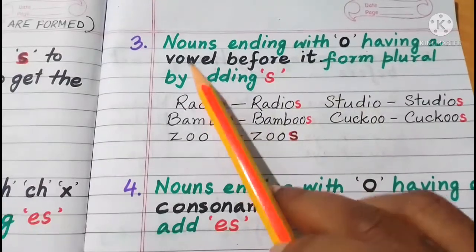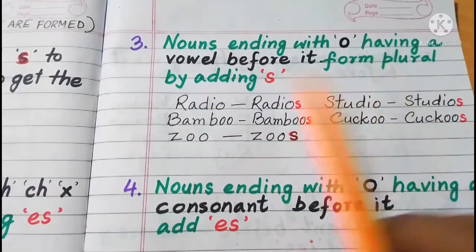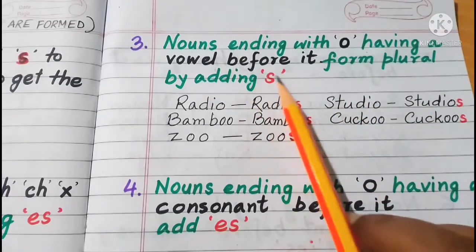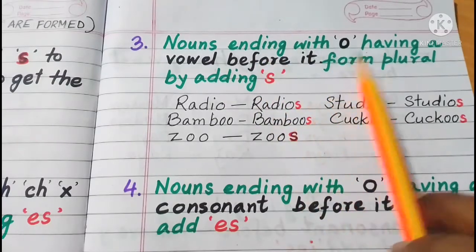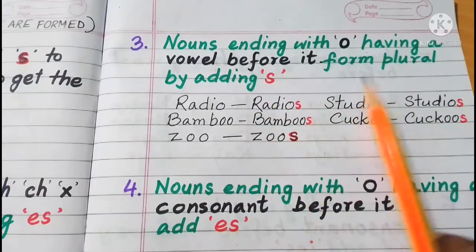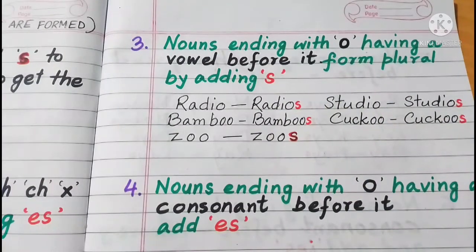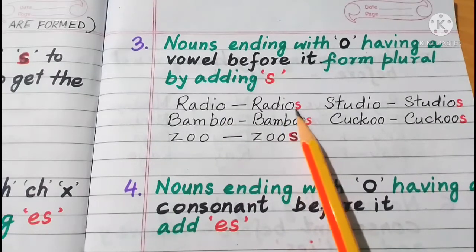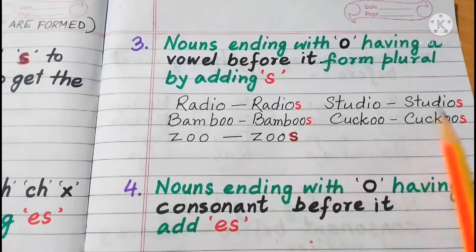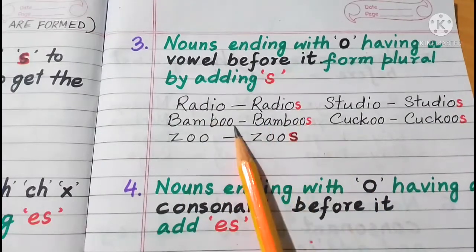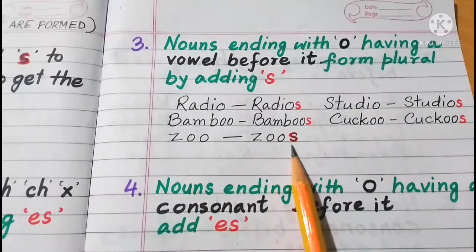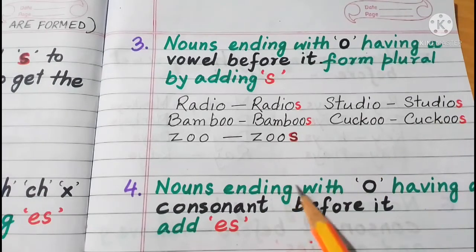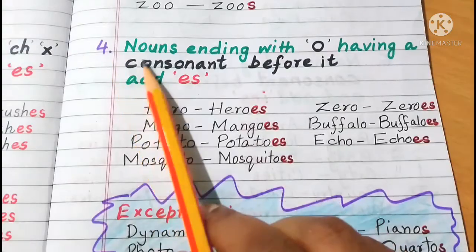Rule 3. Nouns ending with o having a vowel before it form plural by adding s. So nouns ending with o having a vowel before it form plural by adding s. The examples are radio, radios. I've done the s in red color. You can see it here everywhere. Radio, radios. Bamboo, bamboos. Zoo, zoos. Studio, studios. Cuckoo, cuckoos. We haven't added es. We have just added s.